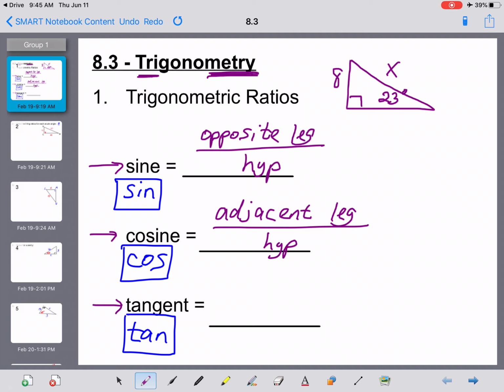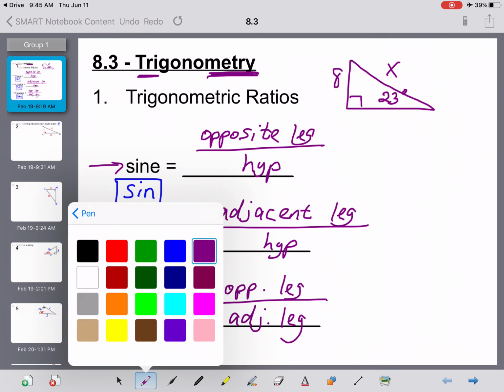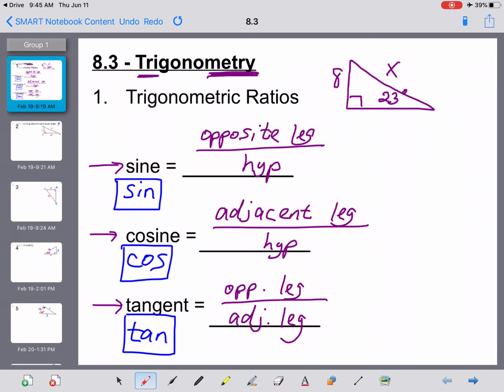Okay, so sine is opposite over hypotenuse, cosine is adjacent leg over hypotenuse, and in a tangent now, we're going to take the opposite leg and divide that one by the adjacent leg. And those are the definitions, everybody, of the 3 trigonometric ratios. So sine is opposite leg over hypotenuse, cosine is adjacent leg over hypotenuse, tangent is opposite leg over adjacent leg.